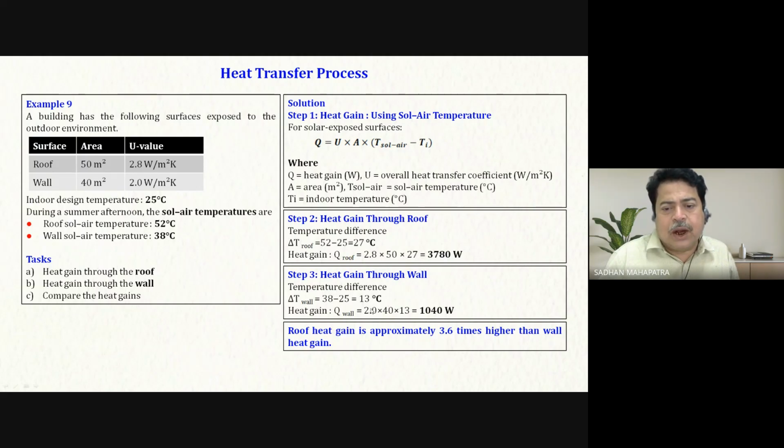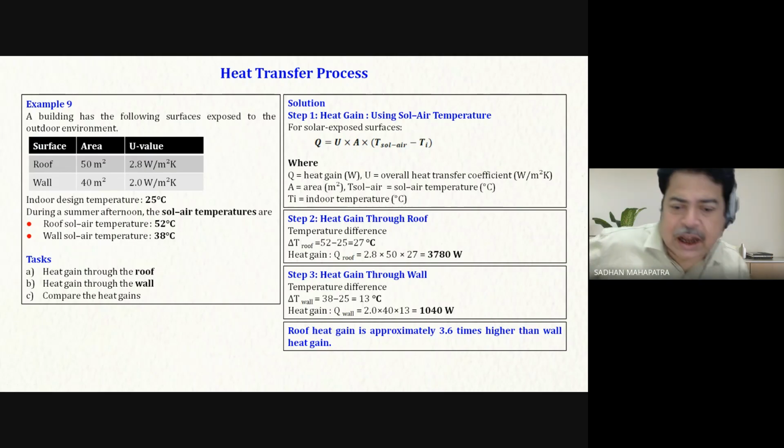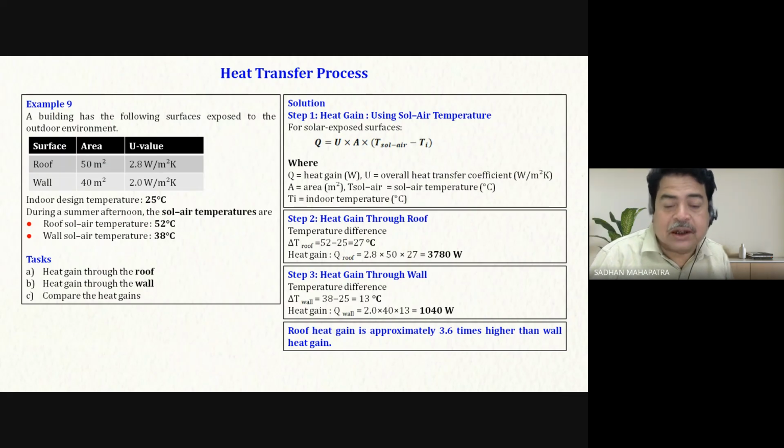Whereas in the case of the wall, your delta T comes down to 13, the area has come down to 40 and the U value is 2. So 1040 watt. So roof heat gain is approximately 3.6 times higher than the wall heat gain. And this is generally the case for most RCC buildings: if the roof is exposed to solar radiation, the maximum heat gain takes place through the roof rather than the wall.